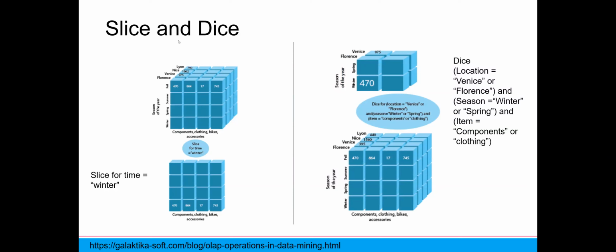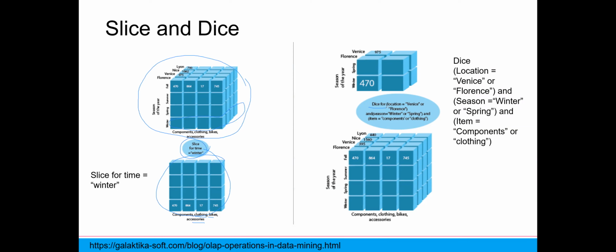Slice and dice. We call it slice. Let's say I have this data cube, and I want to slice the data for time equals winter. Then only this section will be cut and we will look at the details, only on winters, on every product, meaning the clothing, bikes, and accessories, and for all the cities.